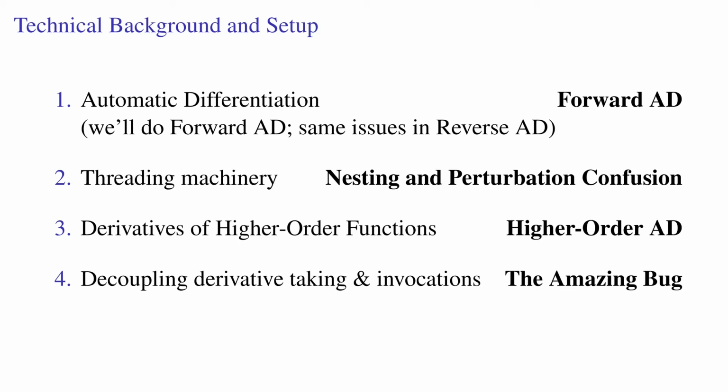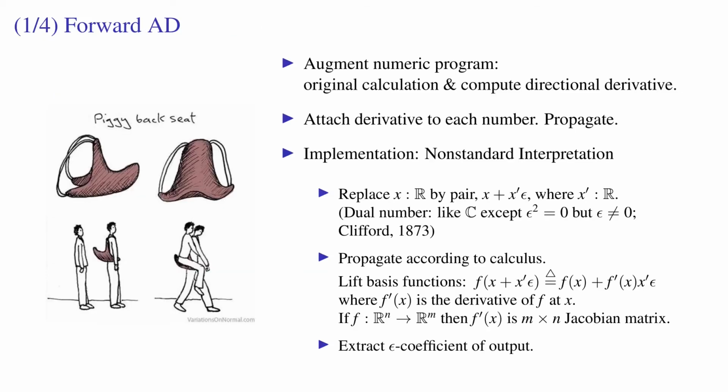Then I'll talk about classic perturbation confusion and how it's avoided using tags. We'll think about derivatives of higher order functions and see how allowing them breaks the one-to-one correspondence between invoking derivative operators and taking derivatives, thus allowing this bug. After that's all unpacked, we'll look at ways to address the problem. In forward automatic differentiation, derivatives are piggybacked on primal values.